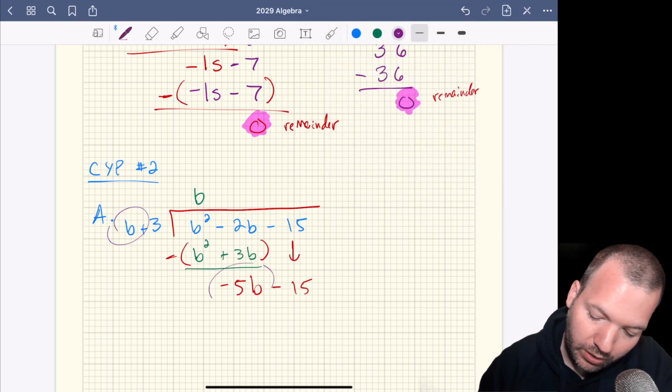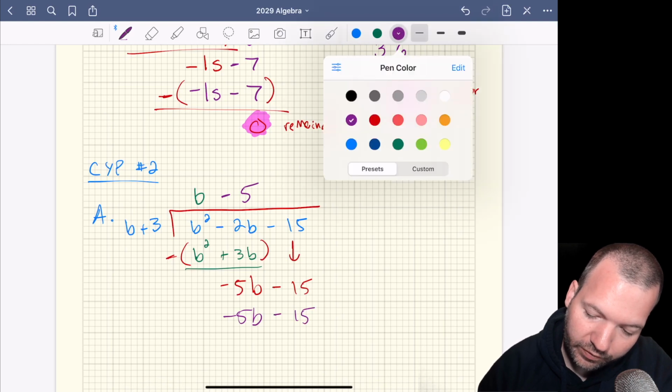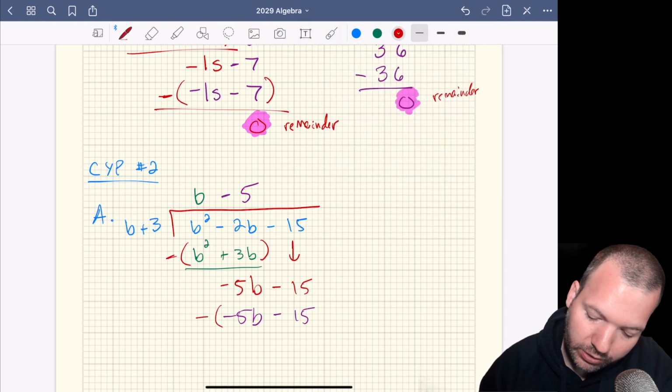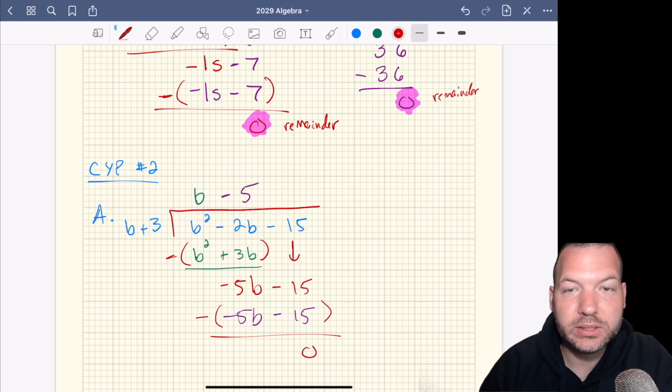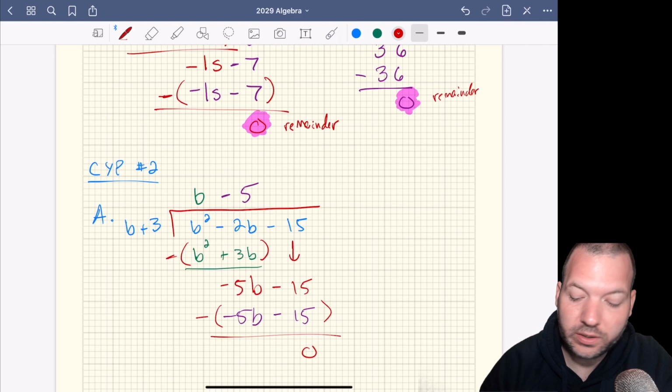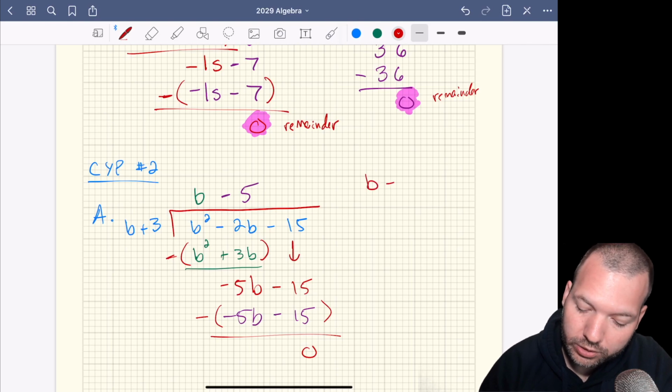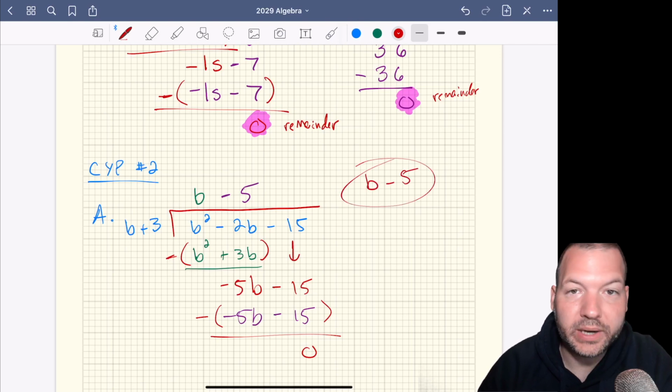What times b would make negative 5b? Negative 5, right? Negative 5 times b, negative 5b, negative 5 times 3, negative 15. And again, we're going to subtract. In this case, you should be able to tell pretty easily, oh, it's going to make a remainder of 0 again. And so our quotient is simply b minus 5.